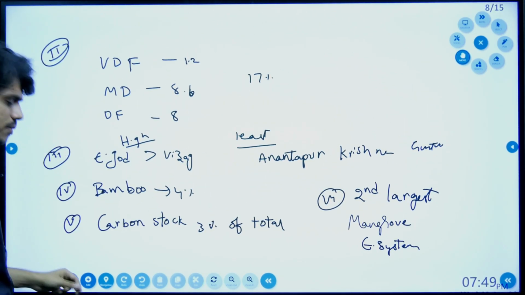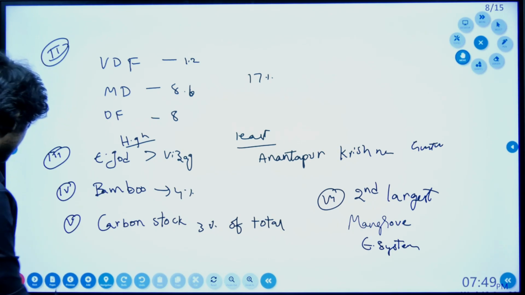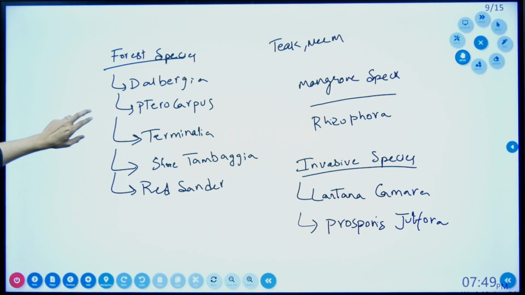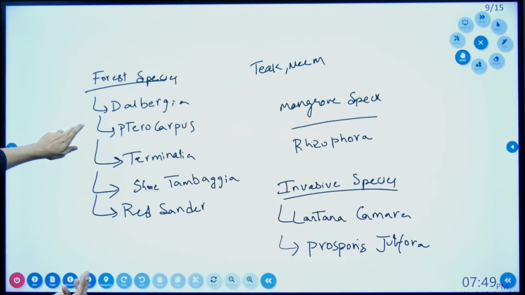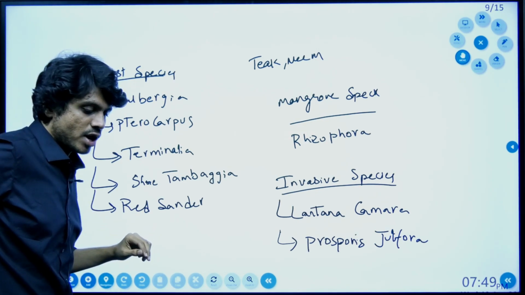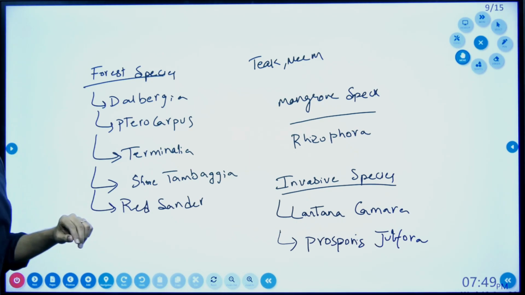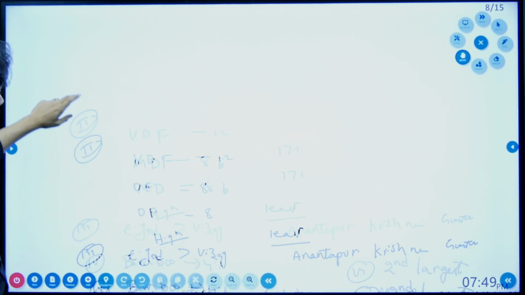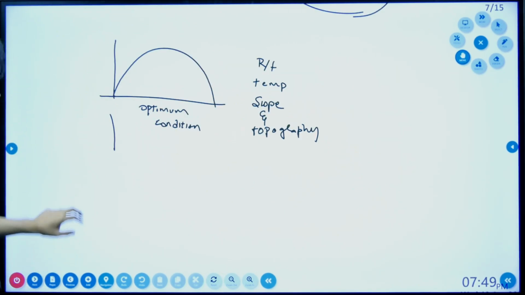That's it. So now let's talk about more points. Let's say they are asking you to discuss the distribution of the flora and the fauna. Flora is nothing but the distribution of your plant species only. So when you are talking about the flora, it is the same thing.